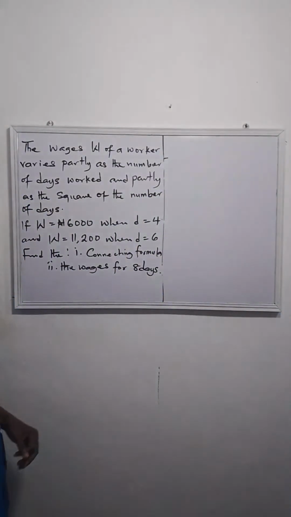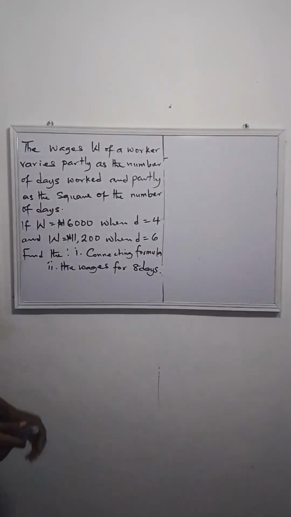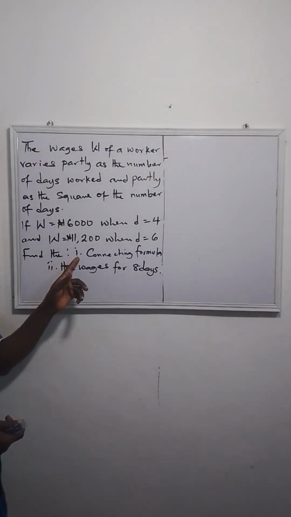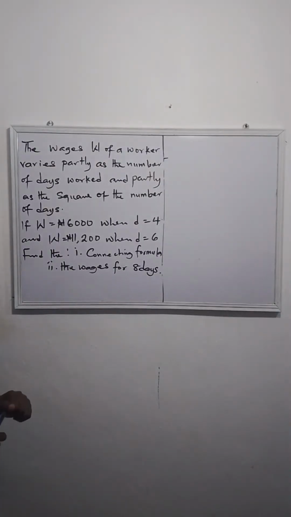Now, the wages W of a worker varies partly as the number of days worked and partly as the square of the number of days. Now, if W is 6,000 naira when D is 4 and W is 11,000 naira when D is 6. Okay, so you have to find, Roman numeral 1, the connecting formula and Roman numeral 2, the wages for 8 days. The wages for 8 days.